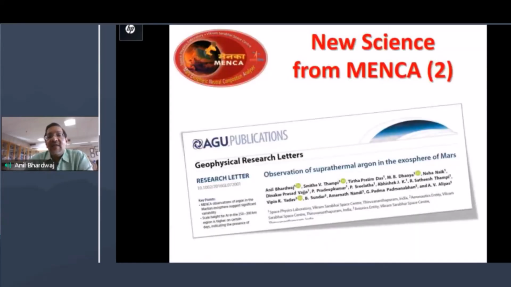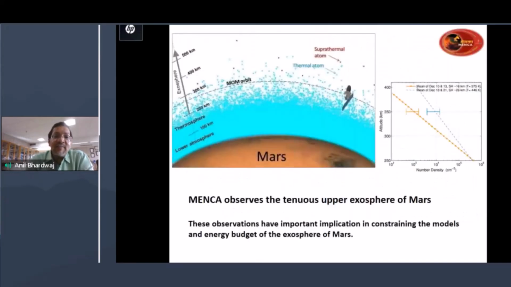And similarly, there was another observation from the MANCA experiment on the Mars orbiter mission, which is talking about the discovery of superthermal argon in the exosphere of Mars. And why it is important is that if you are talking about superthermal atoms, which are slightly higher energy or basically are heated, and they are in the exosphere, which is a region where the particles don't collide with each other, then there is a chance of their escape. And that is very important, because that means there will be a larger escape rate for the atmosphere of the Mars compared to what we are talking about.